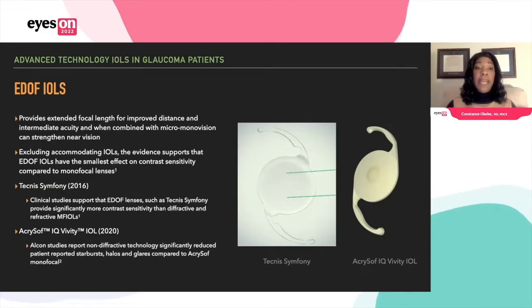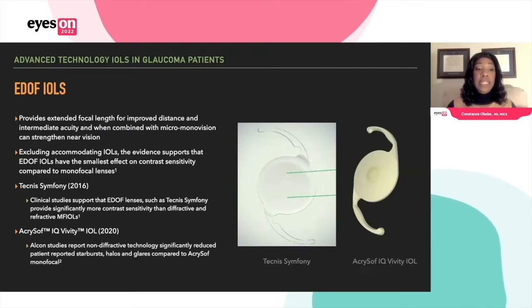that now allows for extended range of vision, so excellent distance vision, excellent intermediate vision, and very good functional near vision. So still might need to use reading glasses for very small print, but most things being able to see, like the phone or putting on makeup at the mirror, being able to do things that are helpful functionally. And so we have two lenses here in this category to discuss.